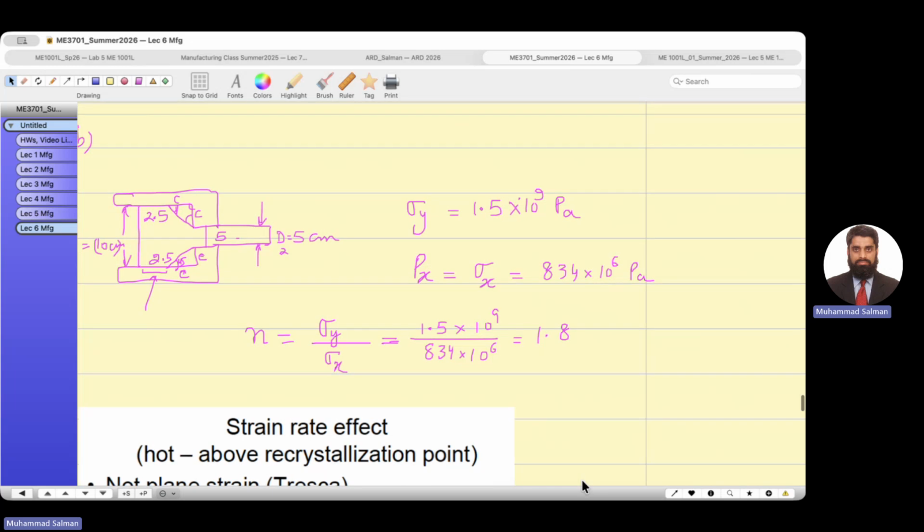Have you understood the analysis, how to apply this formula into your daily life problem?